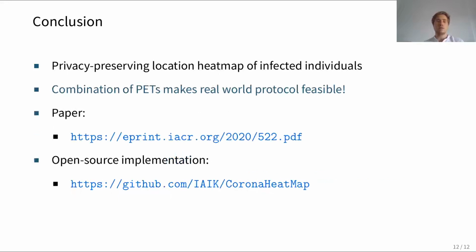So to conclude this presentation, we have created a protocol which allows to produce a heat map of the aggregated location data of only infected individuals, and this helps in tracking the spread of the disease and helps government officials with taking targeted measures. And we realized these protocols by combining homomorphic encryption, differential privacy, and invalidation techniques that we derived from zero-knowledge proofs.